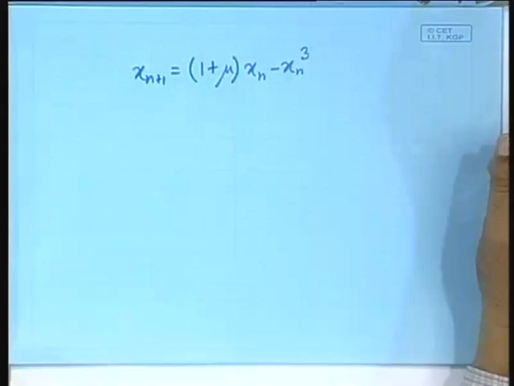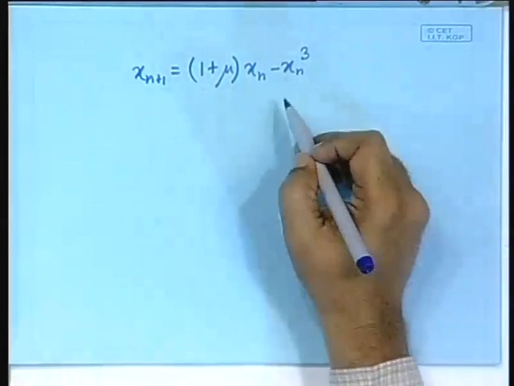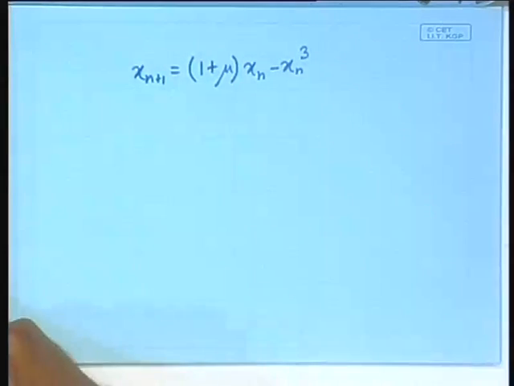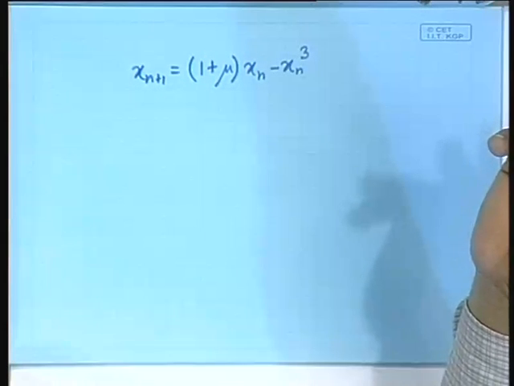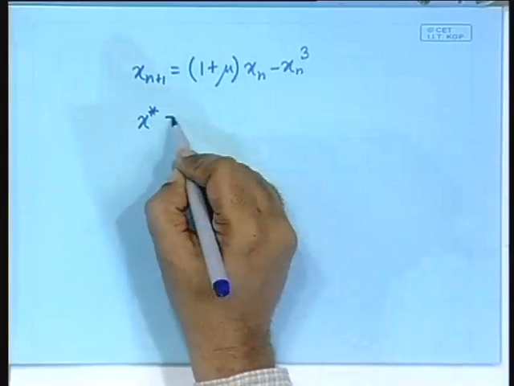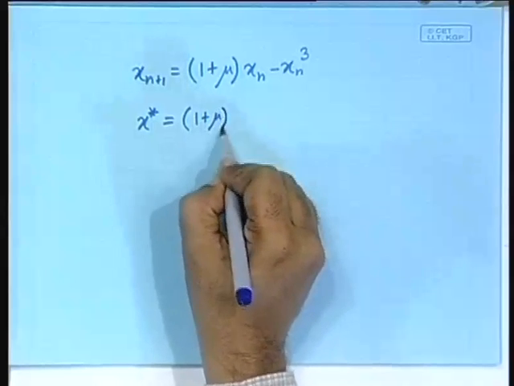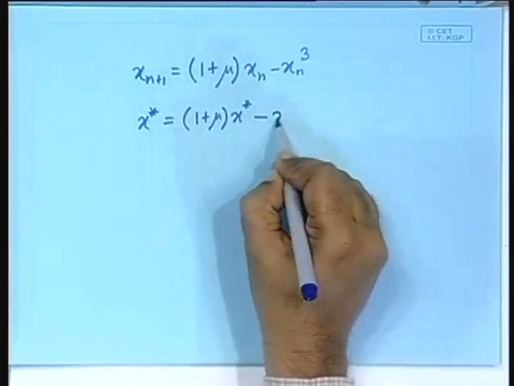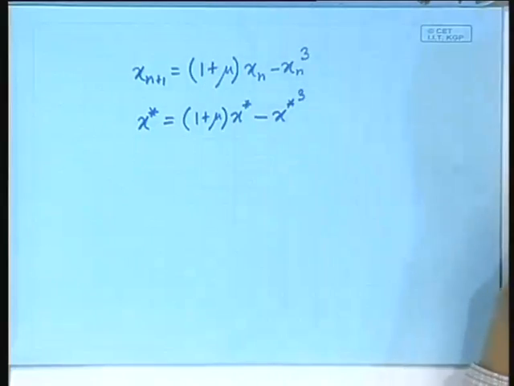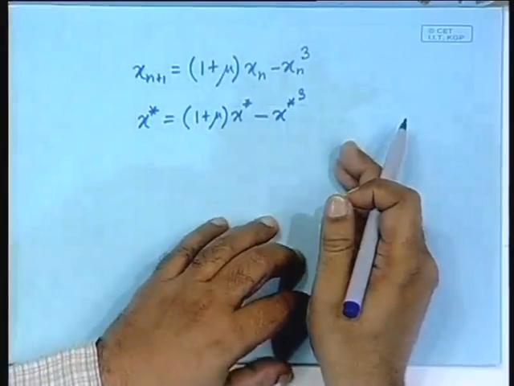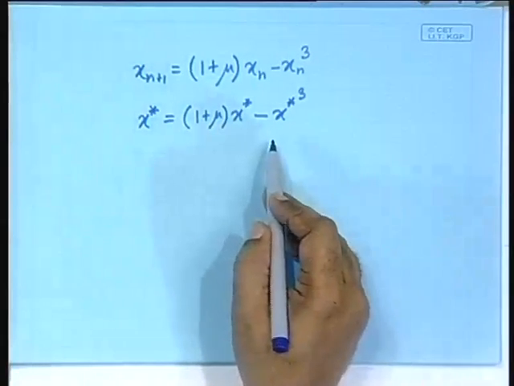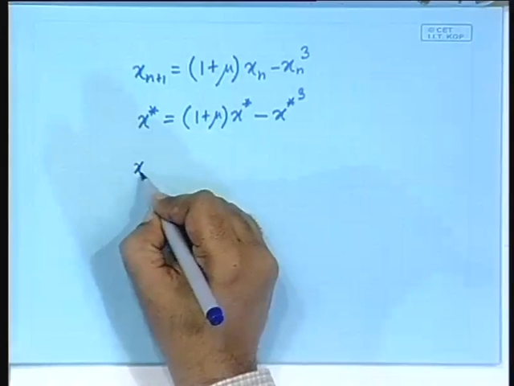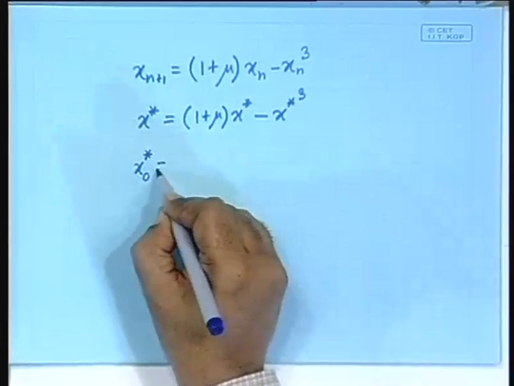Okay. Now, I will allow you to do this problem now. Can you investigate the stability of this? First, where are the fixed points? In order to find the fixed points, you will have to say that x star is equal to 1 plus mu x star minus x star cube, right. The left hand side is equal to the right hand side. Obviously, there is one fixed point at 0.